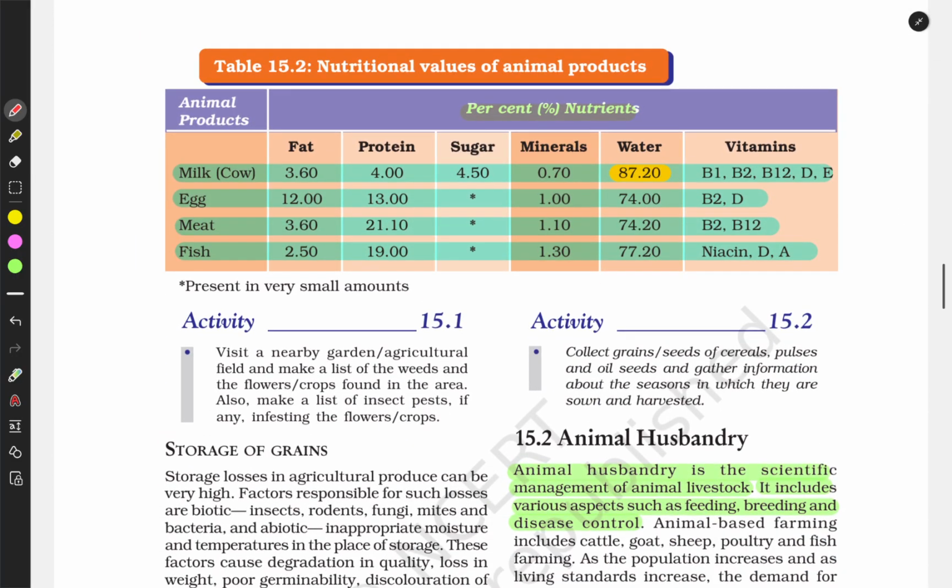So there is a chart here. It shows the nutritional value in animal products. It is shown in percentages. The milk, which is mostly consumed for the protein, contains only 4% per hundred gram. However, it is rich in vitamins B1 to B12 and D. And it has almost 87% water. Egg contains 13% protein. Meat and fishes have almost 20%.